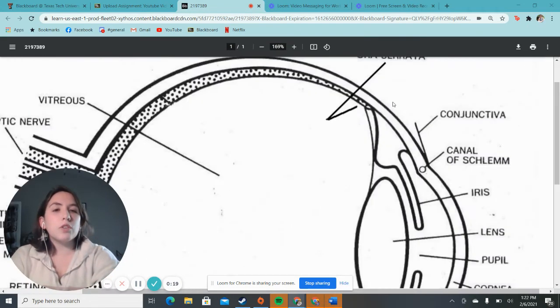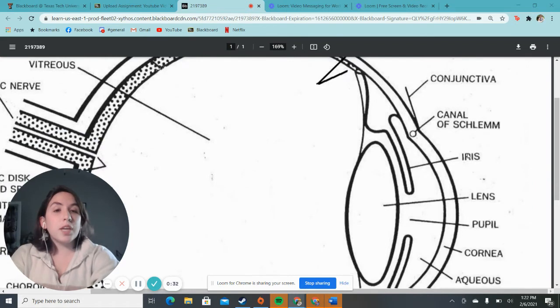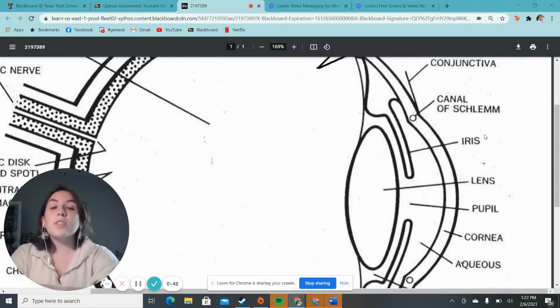So starting with the conjunctiva. The conjunctiva is a clear membrane that covers the sclera, the outer protective layer of the eye, and it also lines the inner part of the eyelid. The canal of Schlemm is a channel that delivers aqueous from the anterior portion of the eye to the venous system of the body. The iris is the colored portion of the eye, and it maximizes and minimizes the pupil to allow more or less light in.